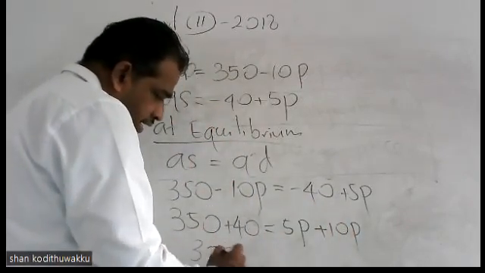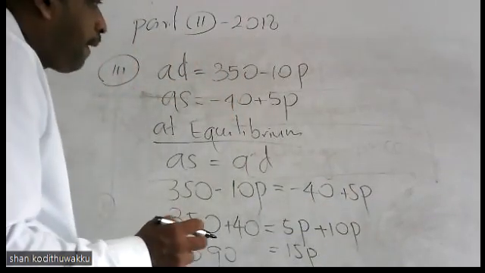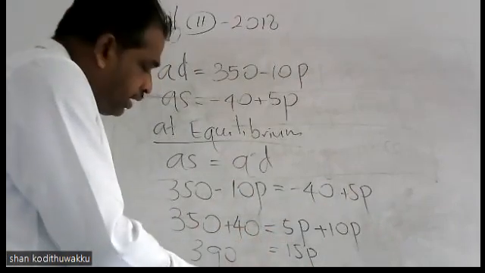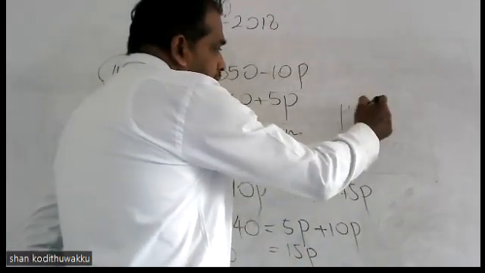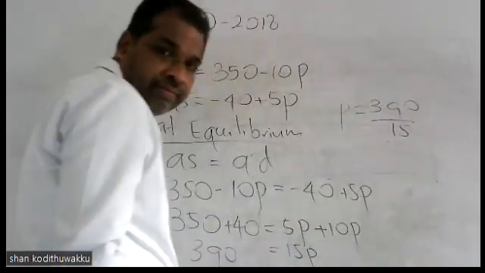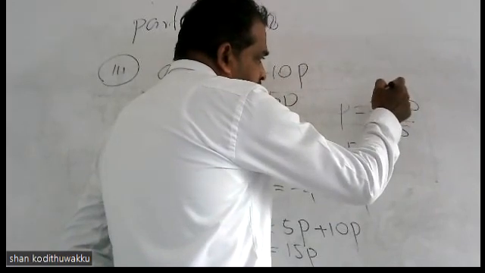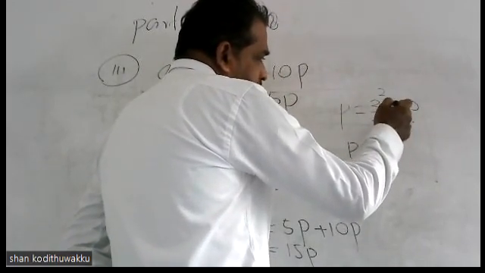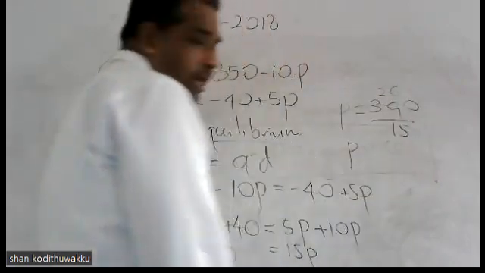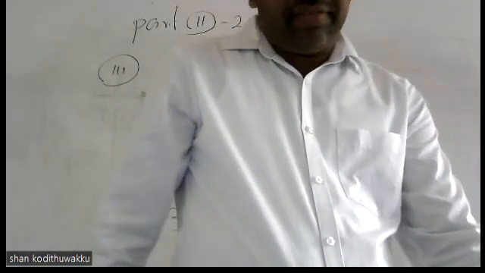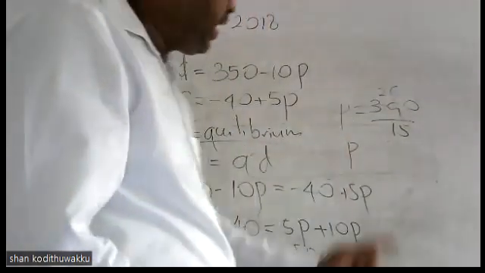Then 390 equals 15P, since 5 plus 10 is 15. You can divide 390 by 15 because the coefficient of P is 15, so P equals 390 divided by 15. When you divide 390 by 15, the equilibrium price is 26.